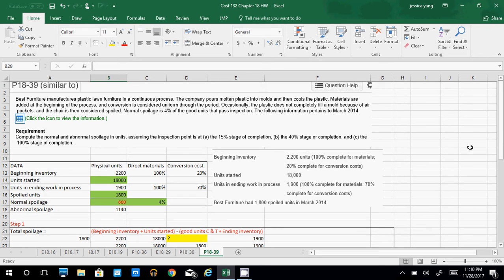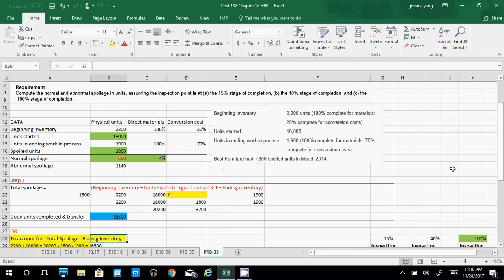The first step I did was start off with the formula of total spoilage, which is equal to beginning inventory plus units started minus good units completed and transferred plus ending inventory. We know that total spoilage is 1,800 units, the beginning inventory is 2,200 units, and units started is 18,000. Now we're trying to solve for good units completed and transferred, which is going to be our question mark or our X, and the ending inventory is given as 1,900.